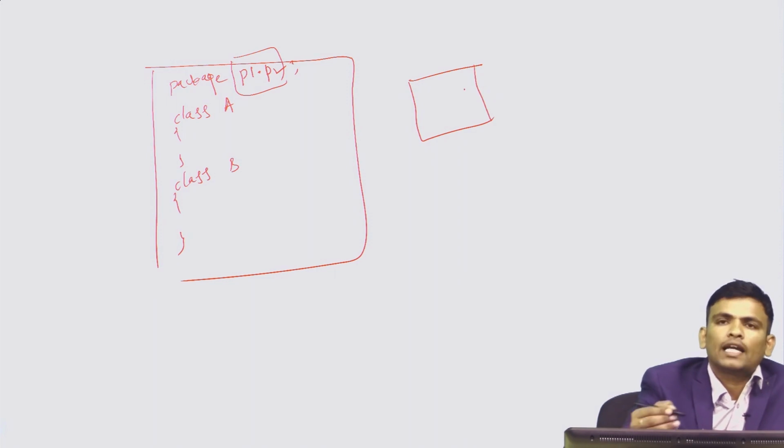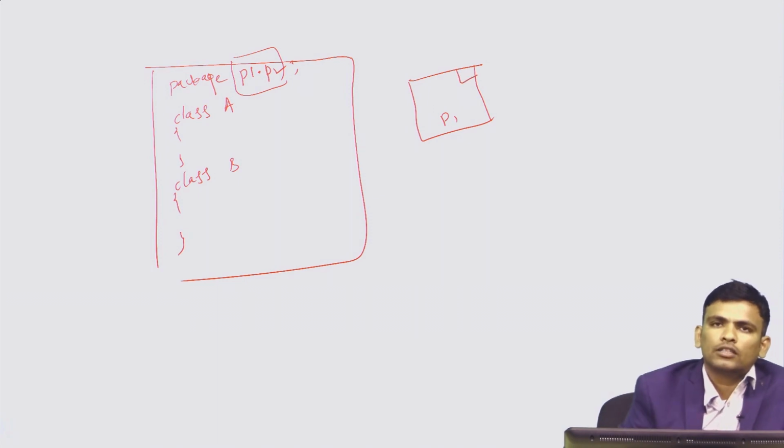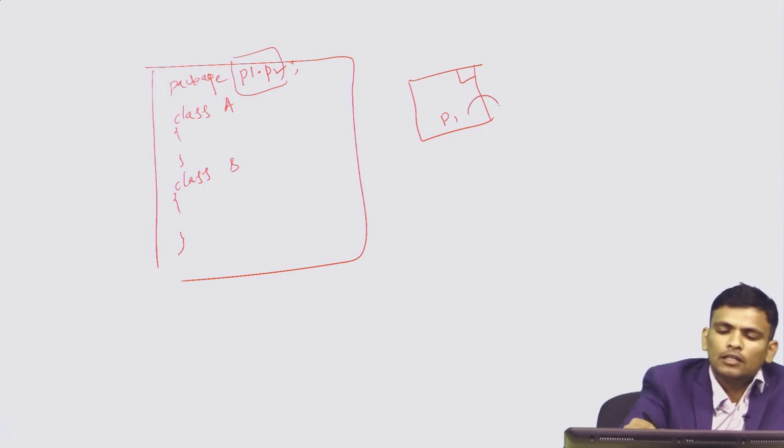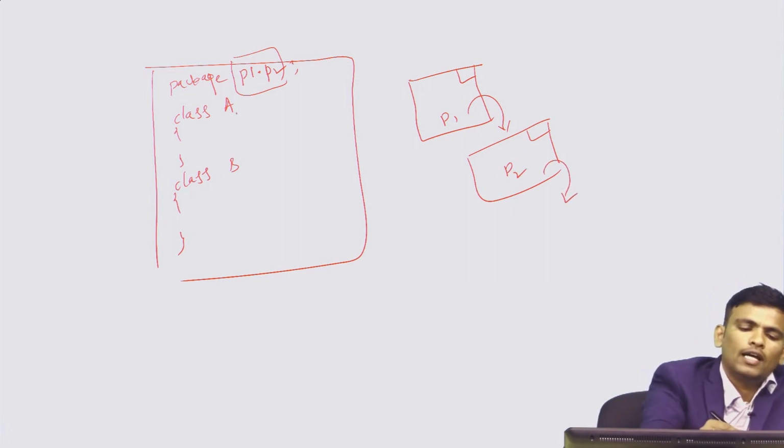The p1.p2 means first it will create a directory. The package is nothing but a physical directory. The directory name is p1, the root package. Inside this folder one more subfolder will be created, that is p2. Inside p2 you have class A and class B.